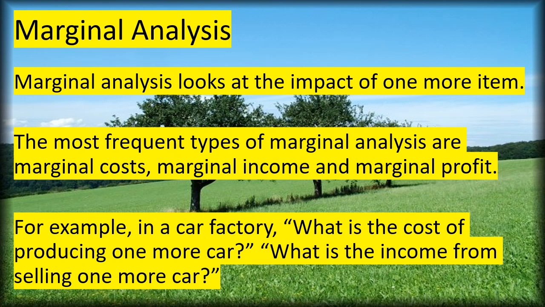So marginal analysis looks at the impact of one more item. The most frequent types of marginal analysis are marginal costs. So you're looking at the cost of making one more item. Marginal income, how much income you will get from one more thing, and marginal profit, how much profit you will get from one more thing. So for an example, in a car factory, what is the cost of producing one more car? What is the income from selling one more car?